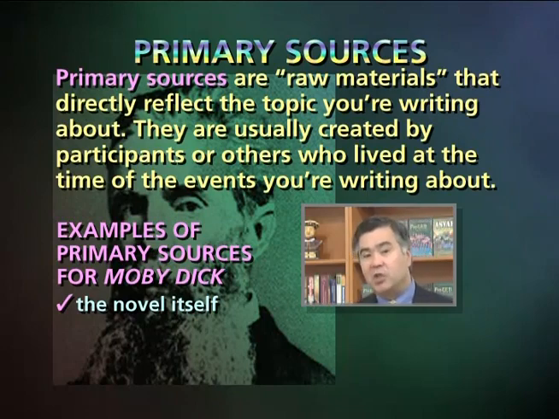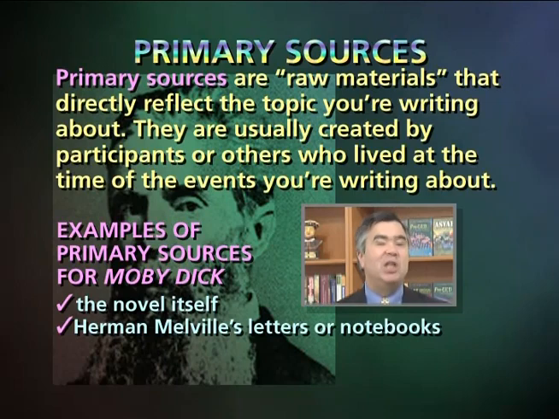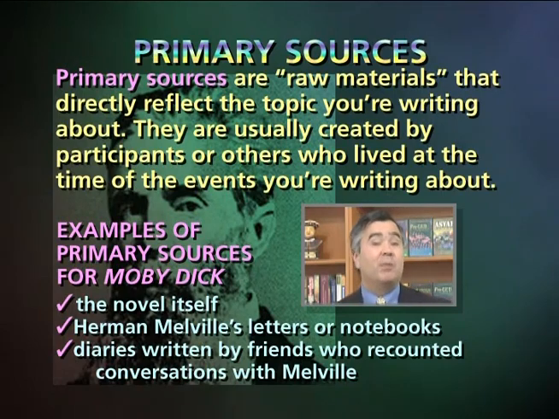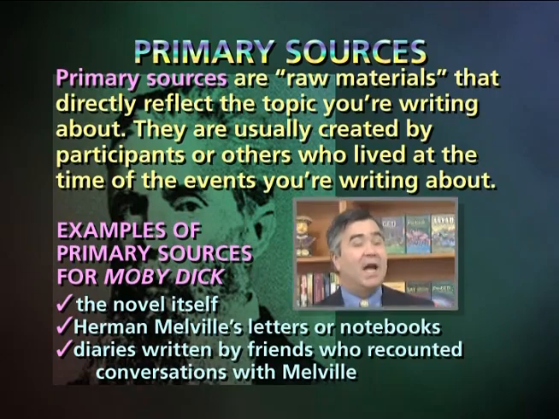Other examples of primary sources for this kind of paper might include Herman Melville's letters or notebooks in which he jotted down ideas for the novel as he was working on it. It might include diaries written by friends who recounted conversations with Melville. So perhaps some of the other writers with whom Melville was friends might have written down their impressions of Melville from the time he was working on the novel. And some of these primary sources might contain interesting and important information that would shed new light on the writing of Moby Dick itself. So all of these documents, which would have been created at the same time as the original novel, would also be considered primary sources when writing about Moby Dick.